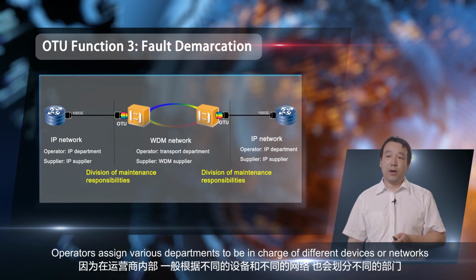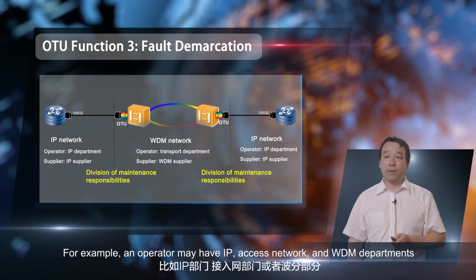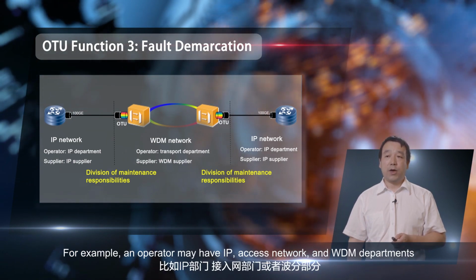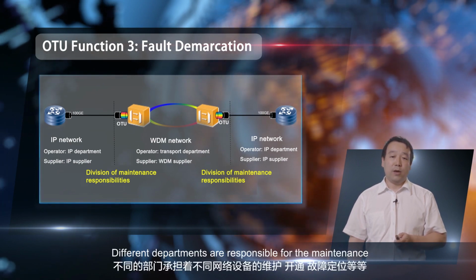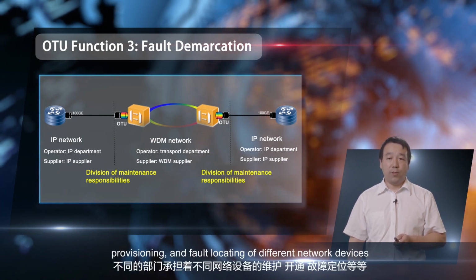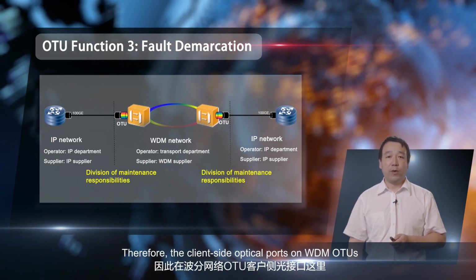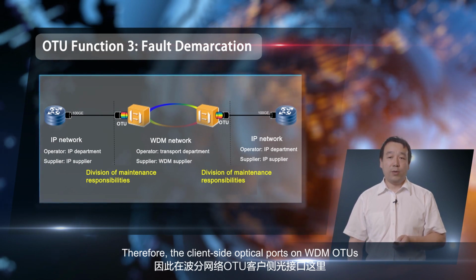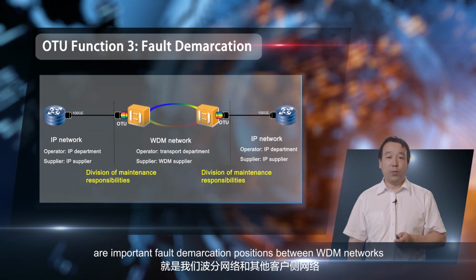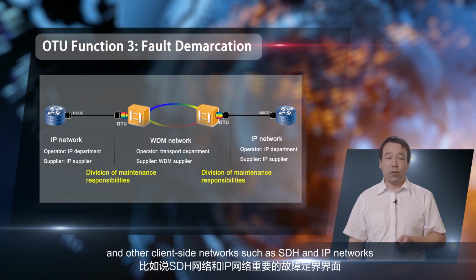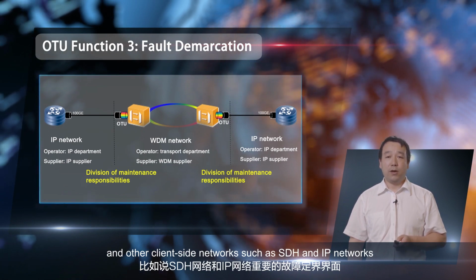Operators assign various departments to be in charge of different devices or networks. For example, an operator may have IP, access network, and WDM departments. Different departments are responsible for the maintenance, provisioning, and fault locating of different network devices. Therefore, the client-side optical ports on WDM OTUs are important fault demarcation positions between WDM networks and other client-side networks, such as SDH and IP networks.